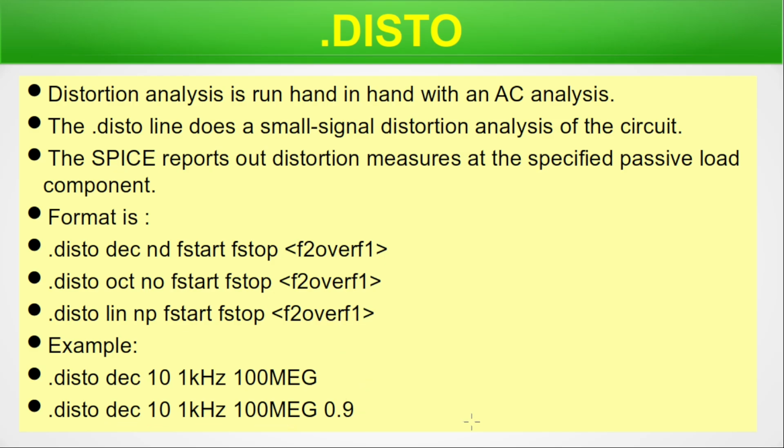Now here it could be octave, it could be linear, and the number of points can vary, starting frequency can vary, and F2 over F1 also can vary. So we are done with this slide. Let's move on to the next slide.